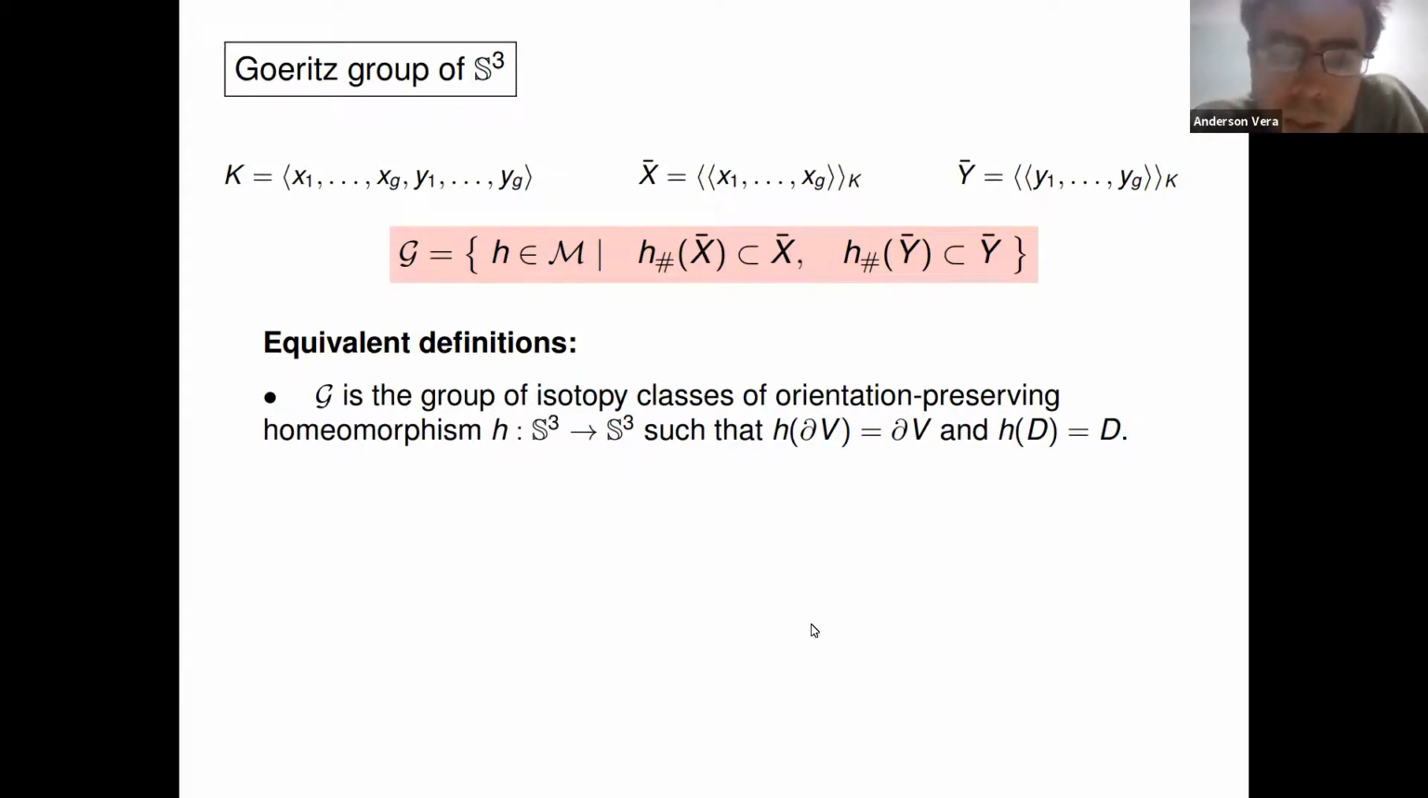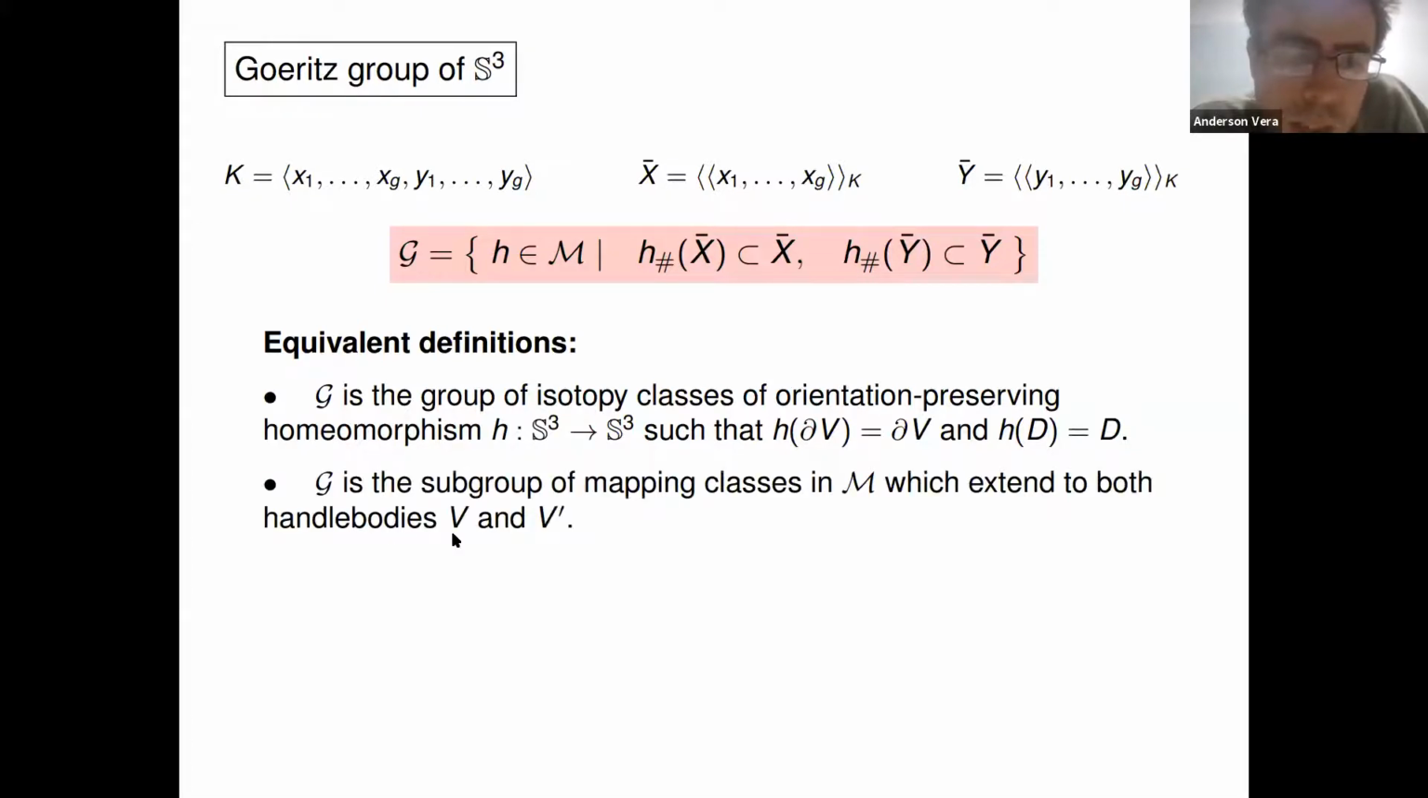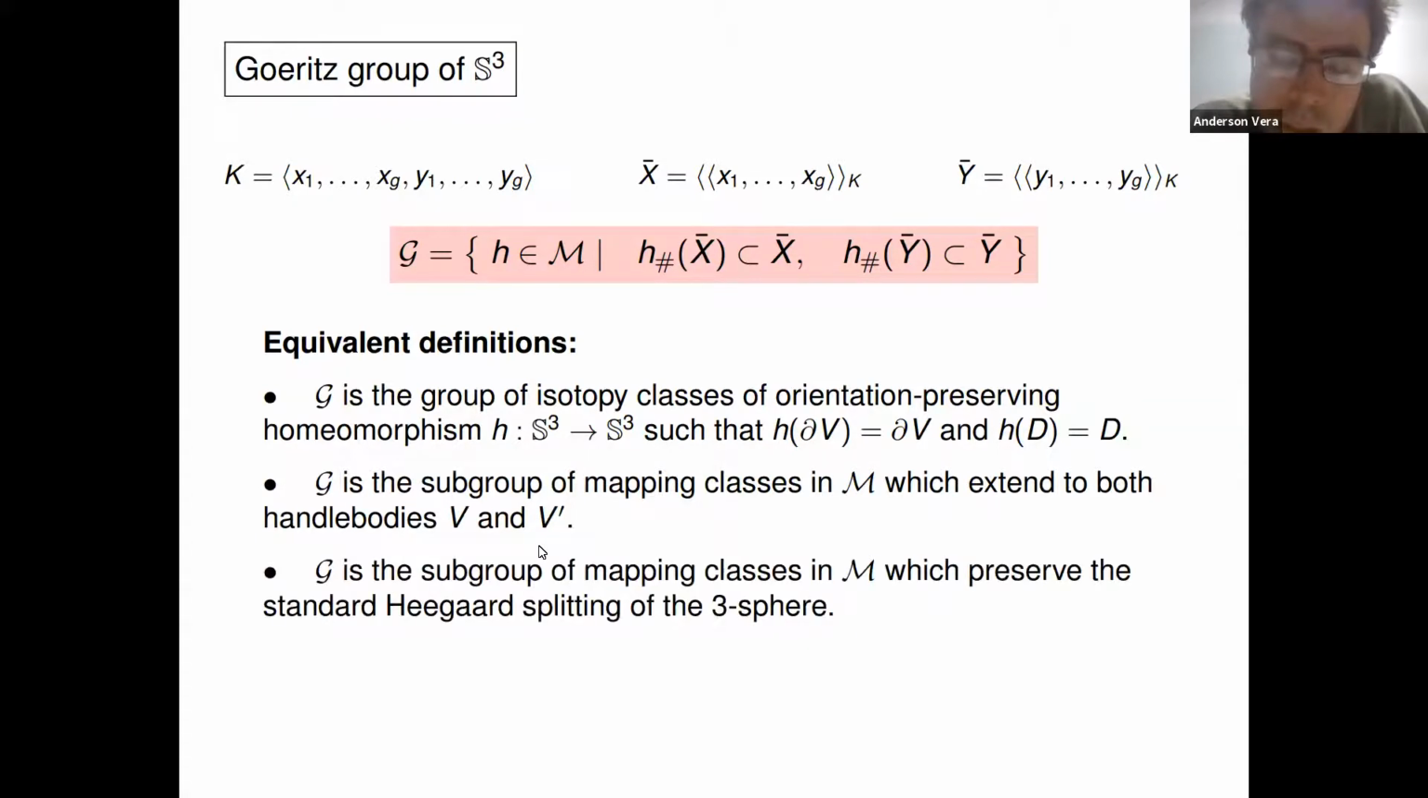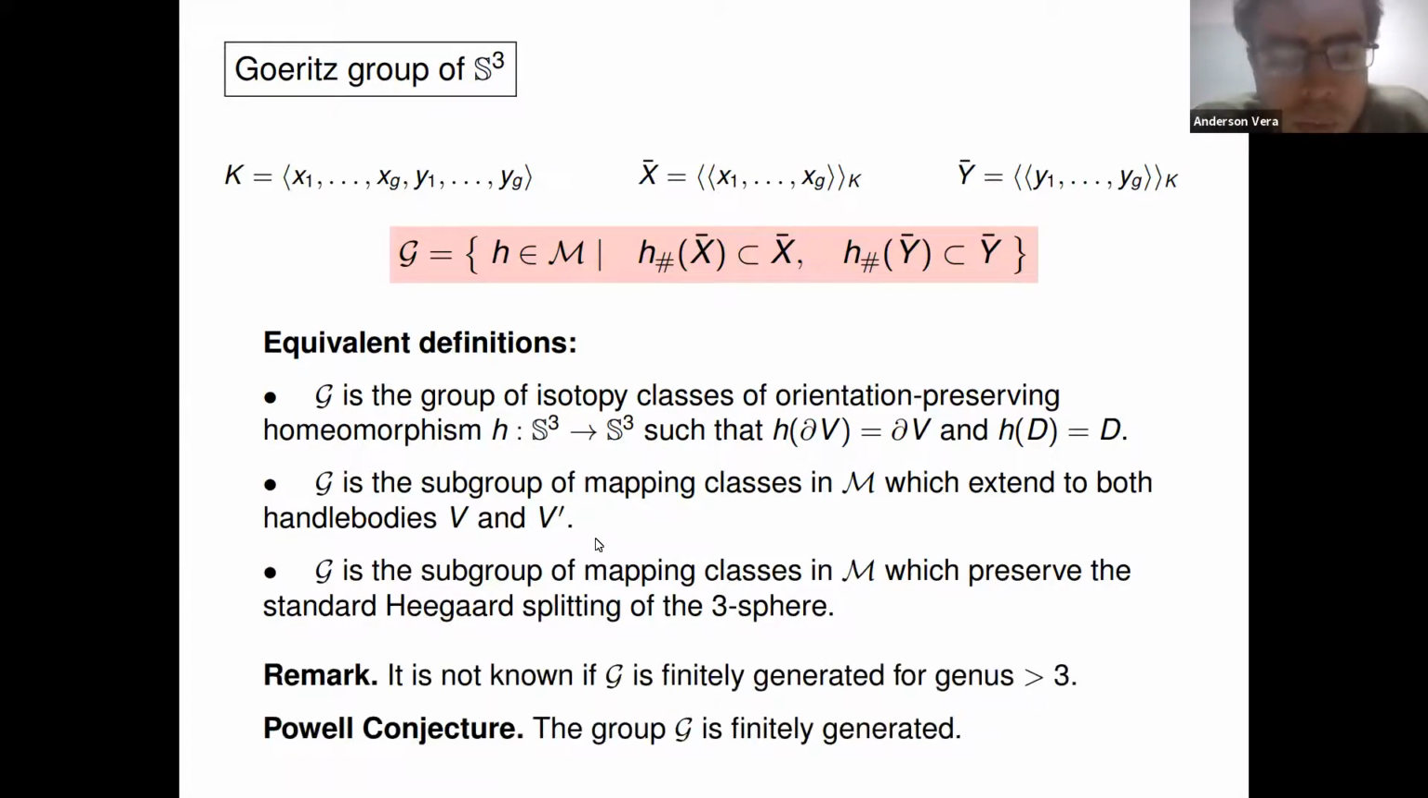Or equivalently, we can see it as the elements in the mapping class group which can be extended to the inner handlebody and to the outside handlebody. This is the same as saying that these are the elements in the mapping class group which preserve the standard Heegaard splitting of the three-sphere. We do not know if this group is finitely generated for genus greater than 3, but there is a conjecture called the Powell conjecture that says that it is the case, but it is still an open problem.